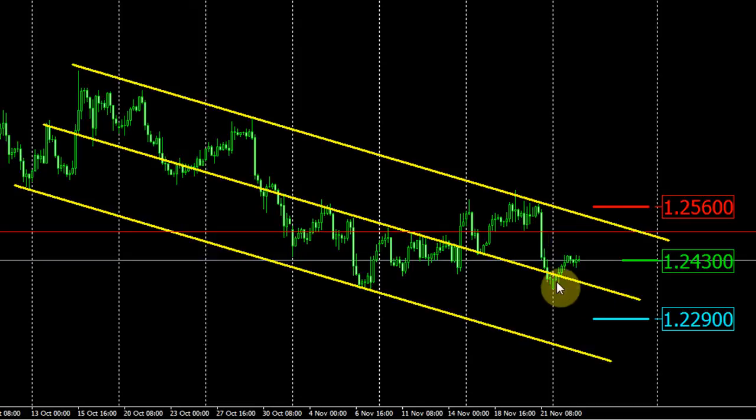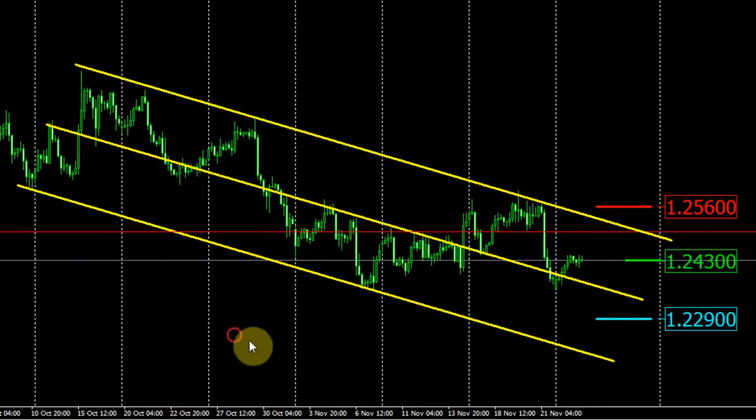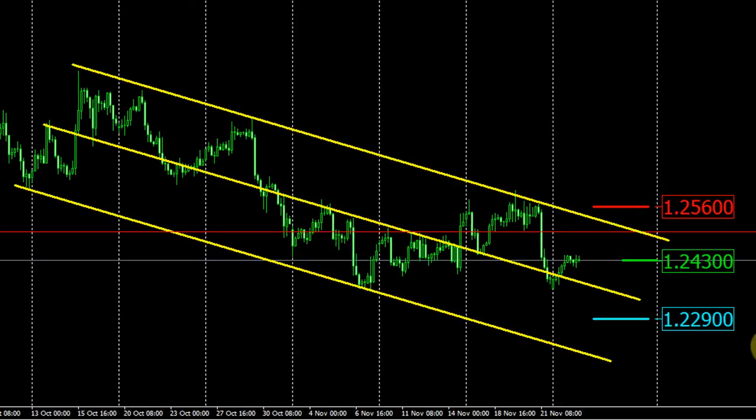Now it's just touched the middle, and guess where it's going to go next? That's right, it's going to go down towards the bottom border of the channel. So a couple of other things. Right here I've got some prices marked out. The green price is approximately the current price of the euro-dollar. It's a bit higher than that currently. It's at 1.24319, so basically nearly 2 pips above that.